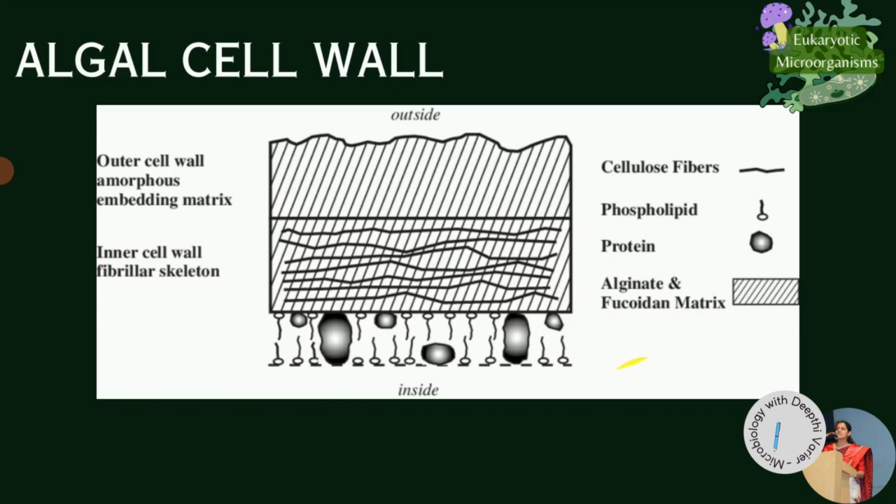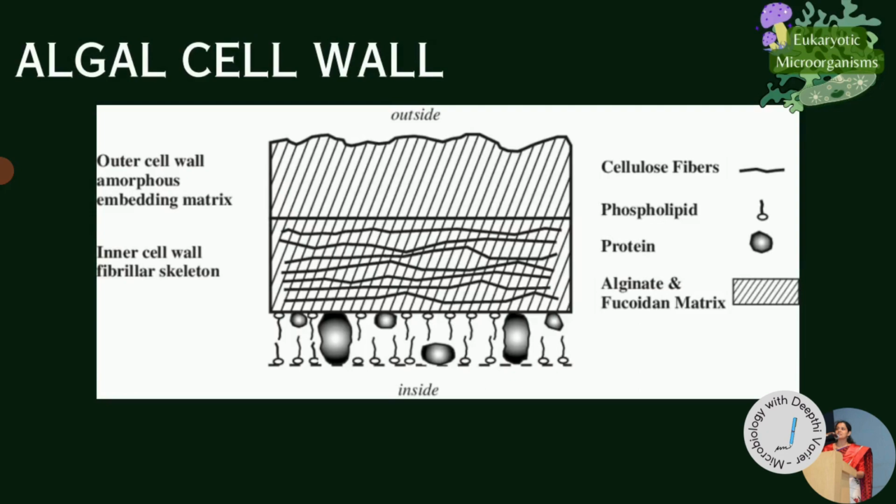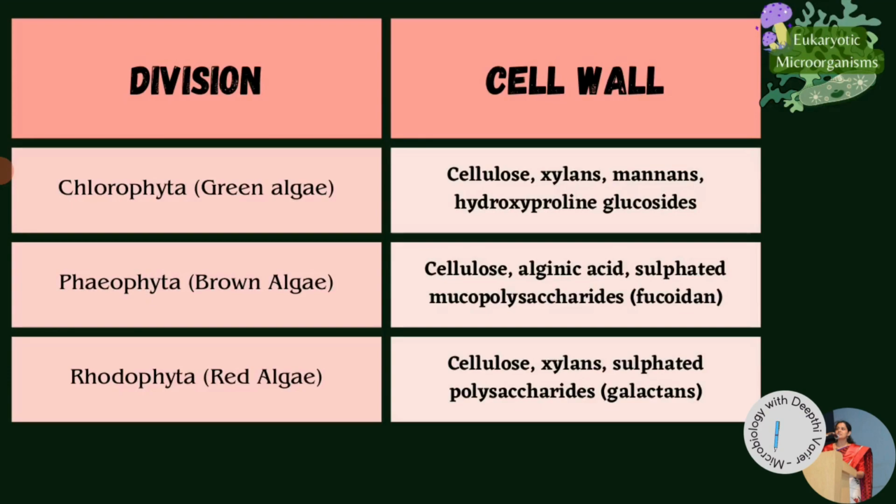What is shown over here is the algal cell wall which is found in brown algae, that is one of the groups of algae. These are some of the common components that can be found in green algae, which is one of the groups called chlorophyta. We have xylans, mannans, and we have cellulose as well. In brown algae, we have mucopolysaccharides called fucoidin. We can see that over here in this picture as well. So we have the fucoidin matrix, which is present here. It's a proteinaceous matrix. And we also have rhodophyta. In red algae, we do have other polysaccharides as well, like galactans, and apart from that, cellulose.